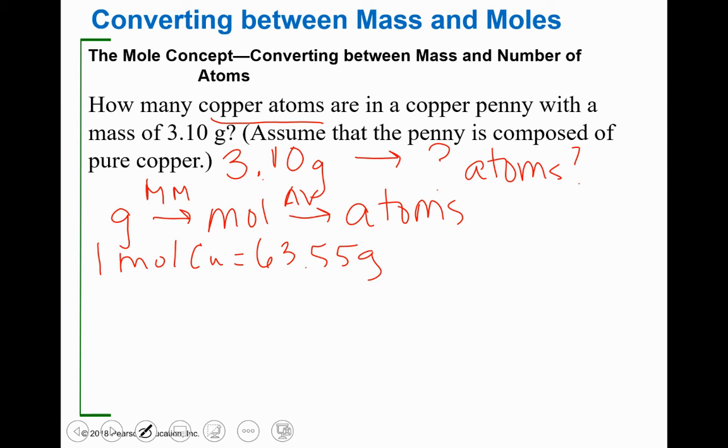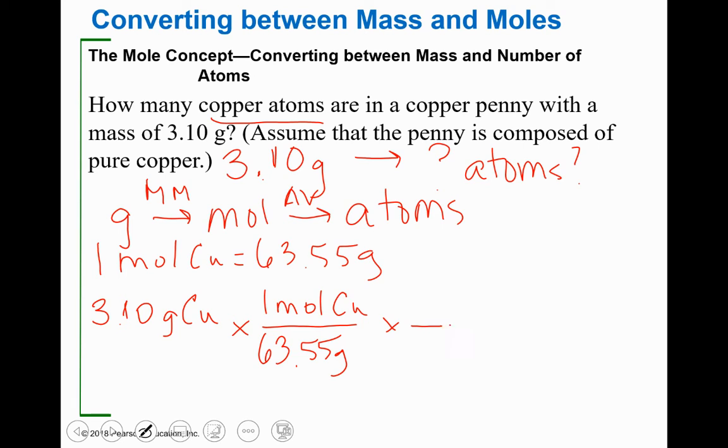Okay. So we need to look that up before we can solve this. All right, well, we'll always start with what you're given. I have 3.10 grams of copper. My first step is going to be to go to moles of copper using this molar mass. I want to cancel out the grams, so the 63.55 grams on the bottom and 1 mole of copper on the top. Okay, so now my grams of copper have canceled, and now I'm in moles of copper.